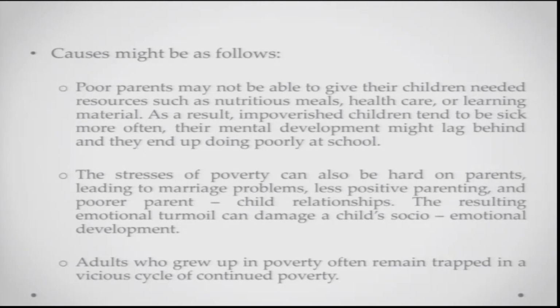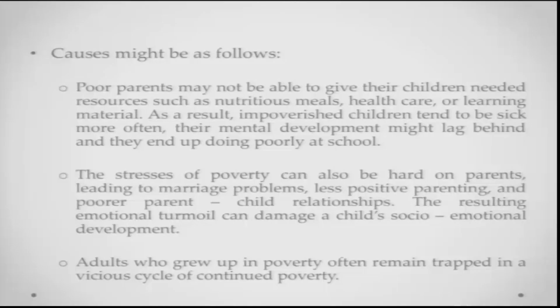Now you could take a step back and think, this has nothing to do with the child. This is not really the child's mistake. It's just that the situations are like that. So in some sense, the biological factors are very important to keep account of. Also, the stresses of poverty can be very hard on parents, leading to marriage problems, less positive parenting, and poorer parent-child relationships. These things result in emotional turmoil that a child will experience, and that will also damage the child's socio-emotional development, as I was saying earlier.